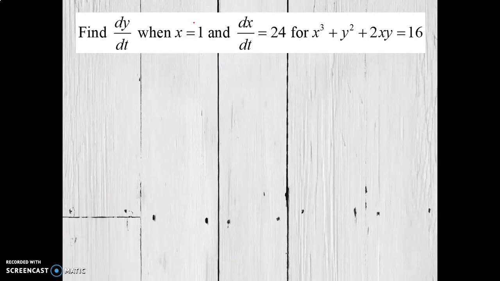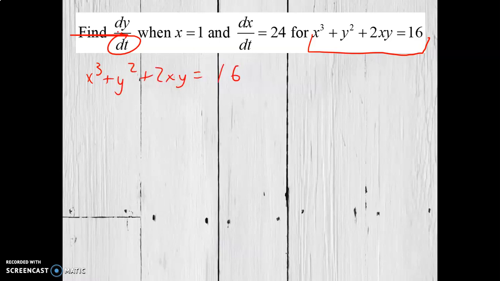So I want to find dy/dt. It gives me an x value, it gives me a dx/dt value, and it gives me an equation. Let's start with this equation and take the derivative with respect to t. So x cubed plus y squared plus 2xy equals 16. Taking the derivative with respect to t.